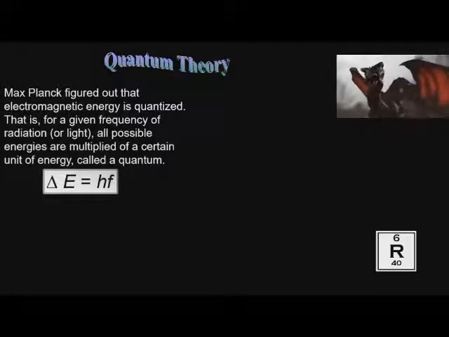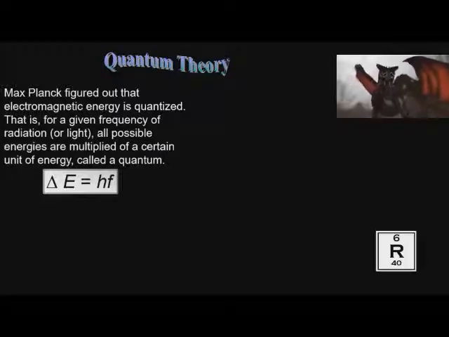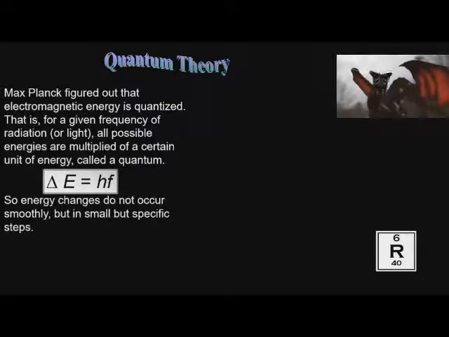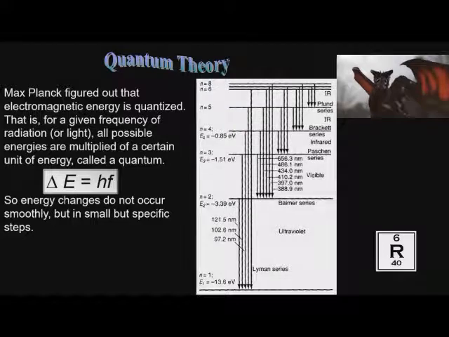This is his formula. E equals, or the change in energy equals Planck's constant times frequency. You're not going to do calculations with this for me on this thing, but what I need you to understand is that Max Planck figured out that the electrons are quantized. So basically, energy changes do not occur smoothly, but in small specific steps. That's what quantum means. So something to be quantized means that the change is not smooth, that it comes in steps. And so here's a little diagram of that. That the change would be in steps.